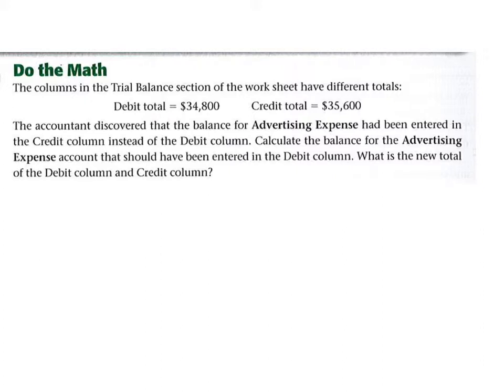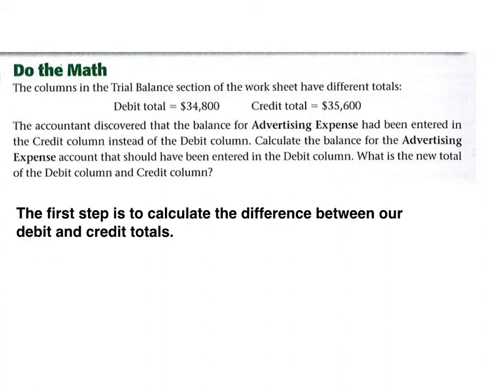It says the accountant discovered that the balance for advertising expense had been entered in the credit column instead of the debit column. What I want you to do is calculate and figure out what is the account balance for the advertising expense account that should have been entered in the debit column. And now I want you to tell me what the new total of the debit column and the credit column should be.